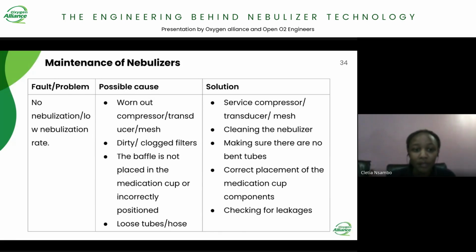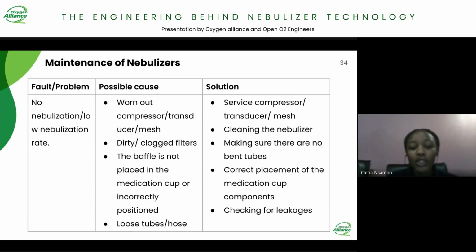So the first common problem is that you might have no nebulization or a low nebulization rate. This might be because of your worn out compressor, that's for jet nebulizers, a transducer, that's for the ultrasonic nebulizers, and the mesh itself might also be worn out for the mesh nebulizers. If the compressor is worn out, that means it won't be able to produce the recommended pressure to form the aerosols.